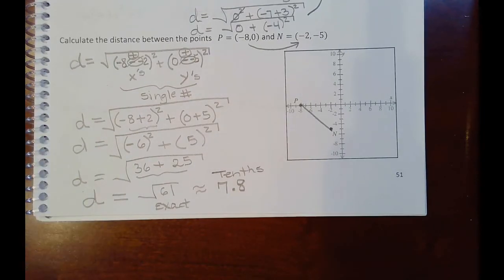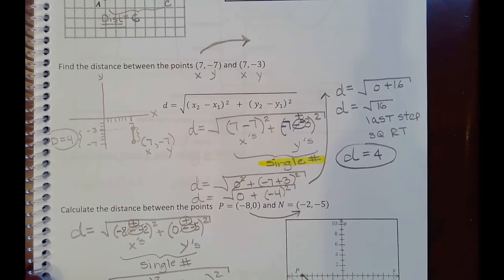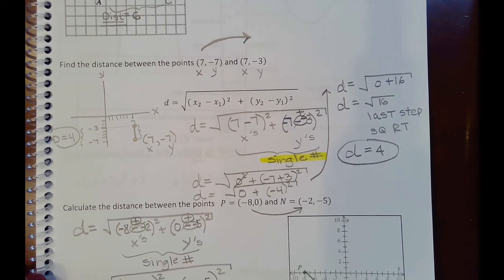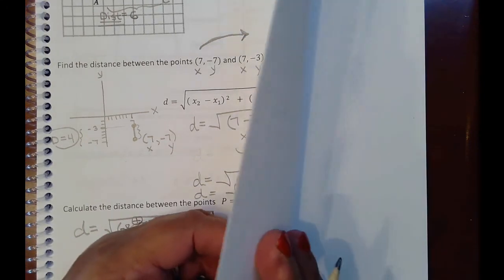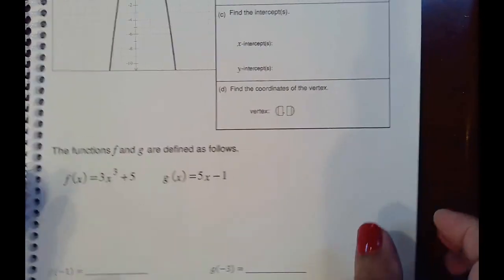Okay, uncountable with your finger. You can't count the spaces here, so you have to know how to apply the formula. Okay, just a little bit about the distance formula. More applications of the square root operation that we were using on the previous page as well. Okay, that completes section 4.2.